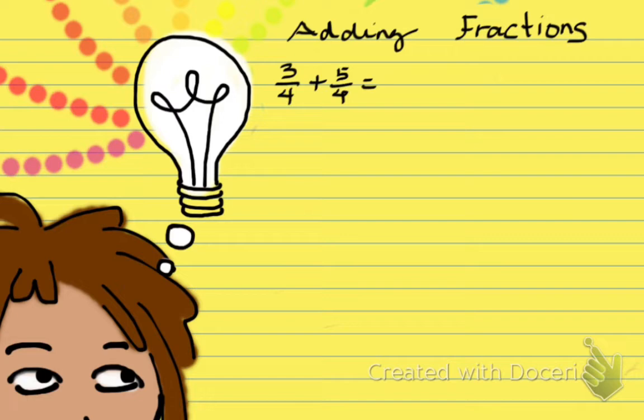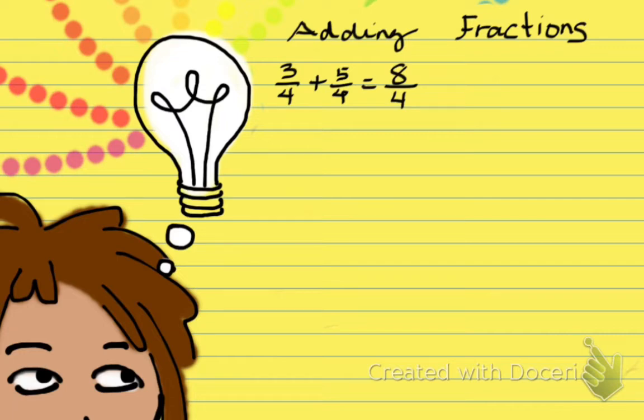Now we can add the top numbers, or the numerators. Our numerators here are 3 and 5. So we will simply add 3 plus 5 equals 8, and just copy the denominator 4. Now, don't forget to simplify the fraction if needed.